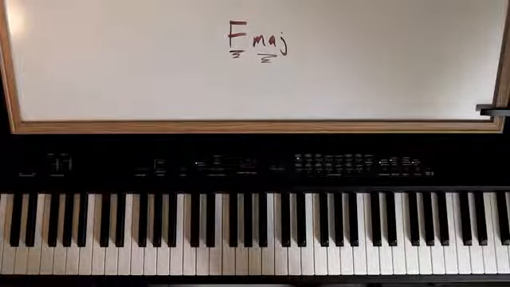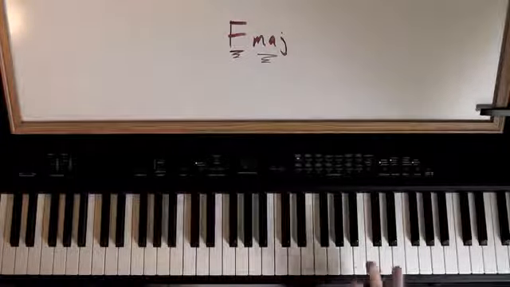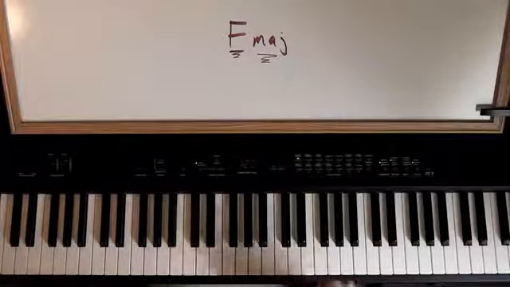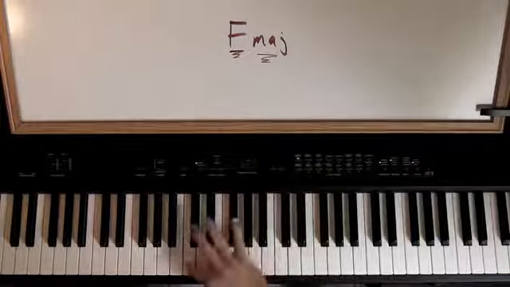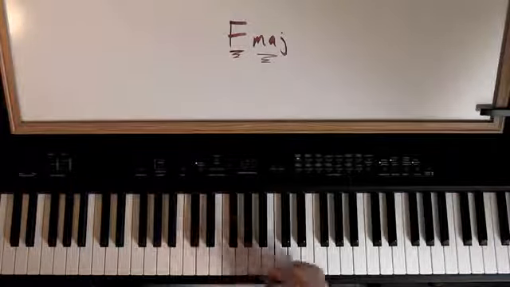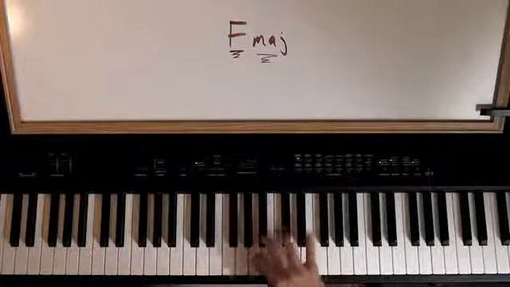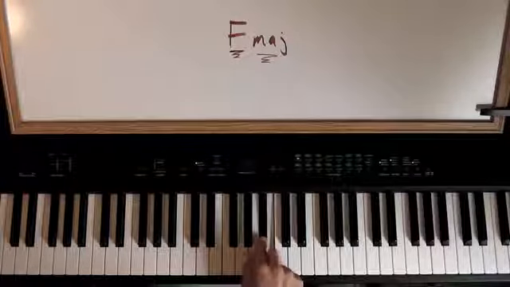So the first interval you want to know is what's called a half step. Half step is just two notes that are right next to each other. So for instance, like C and C sharp, those are right next to each other. Those are a half step. See, F sharp to G, that's a half step. Any one of those two notes that are right next to each other, those are a half step apart.